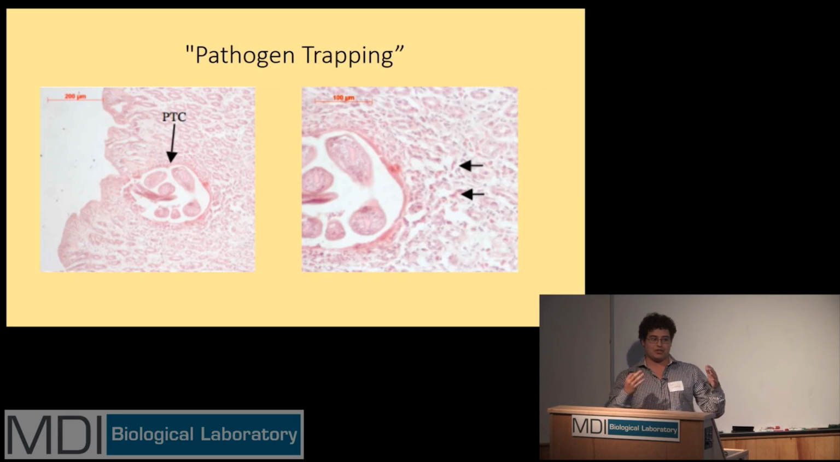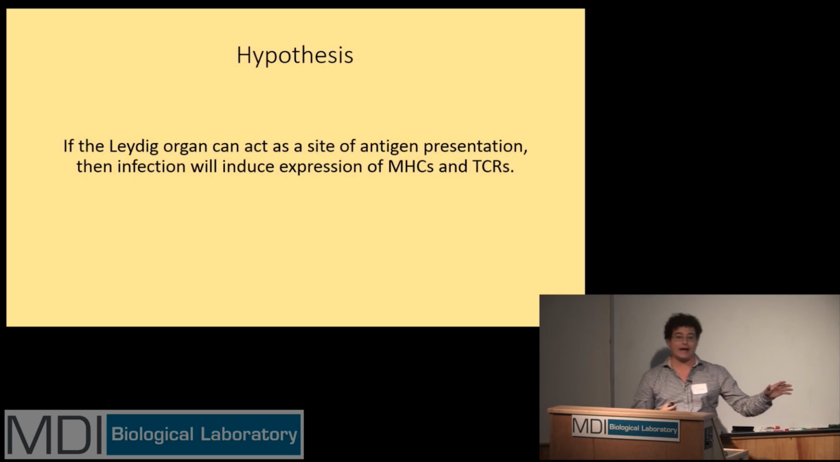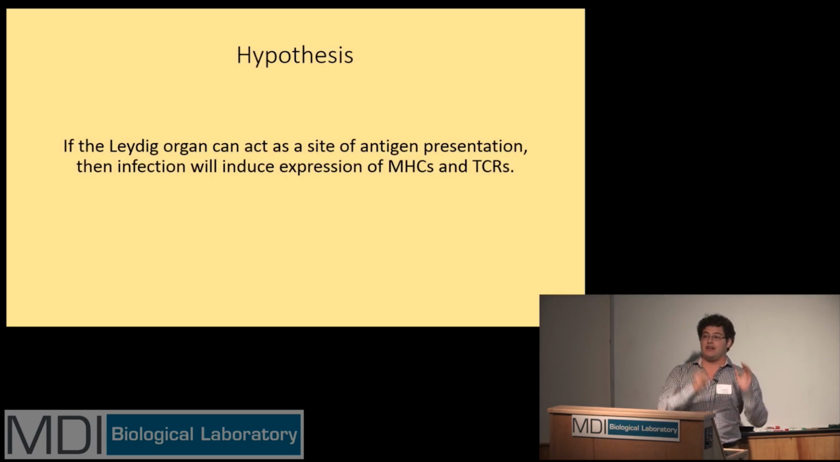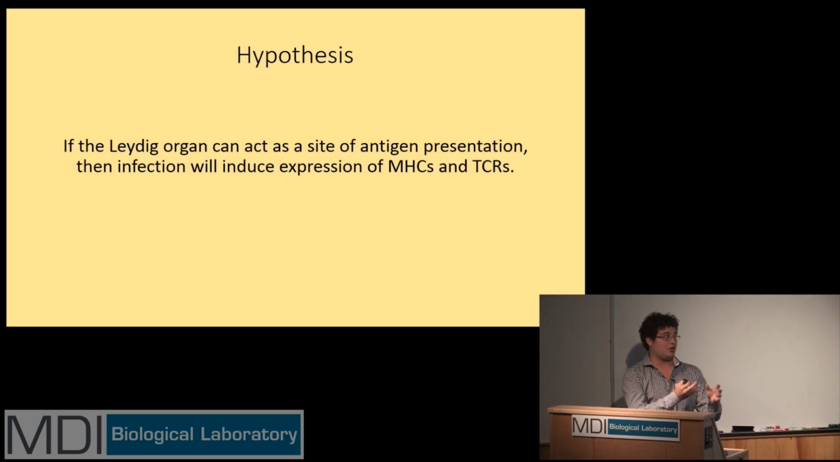And so I asked the question, can the Leydig be the site of antigen presentation? And the way I address that question is by saying that if the Leydig can act as the site of antigen presentation, then an infection will induce expression of those molecules, the MHCs and TCRs, that are so crucial in that process. So how did I choose my genes of interest?